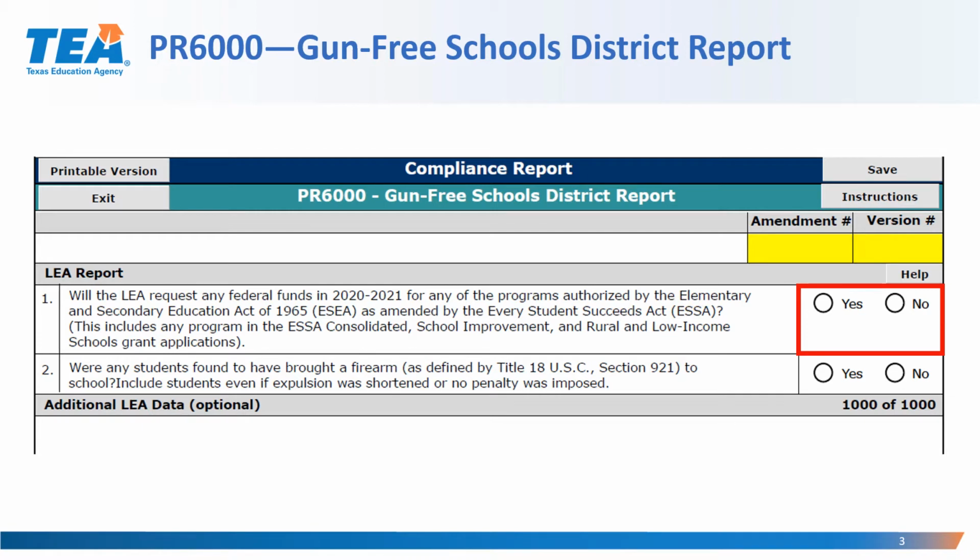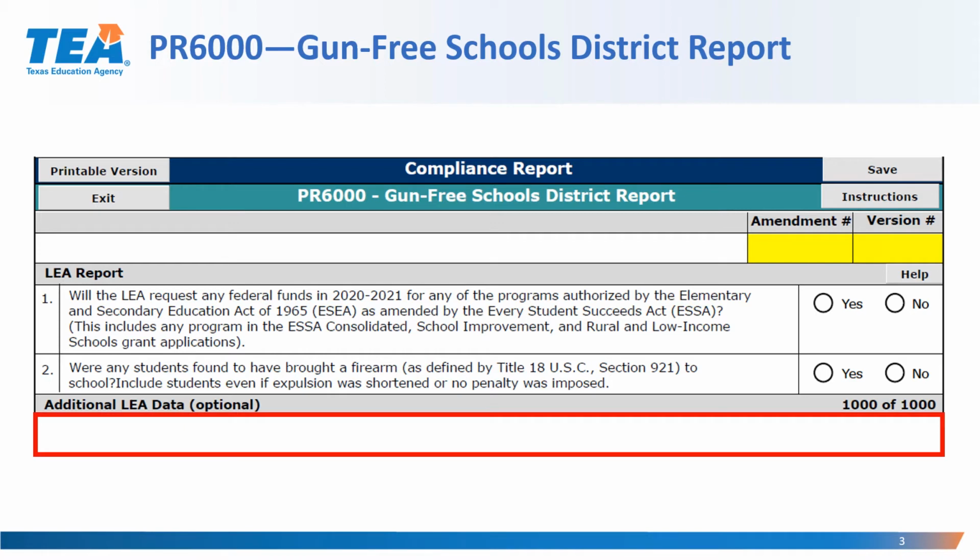To complete the report, the LEA will answer yes or no as to whether it will request any federal funds in the 2020-2021 school year. The LEA will also answer yes or no as to whether any students were found to have brought a firearm to school. If there's any additional data the LEA needs to share, there is an additional data box. This is an optional box.